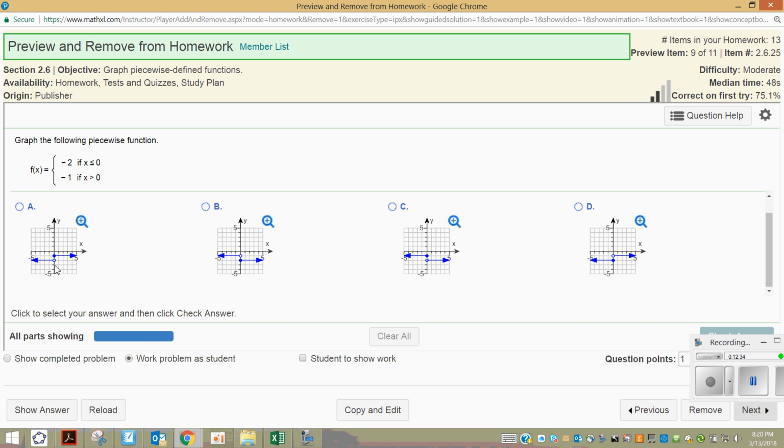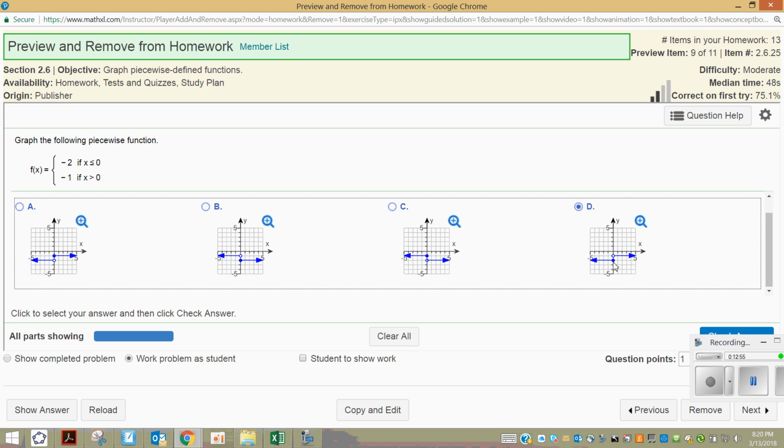So this one looks kind of good, but there's a hole. And this says for x less than or equal to 0. So this bottom piece should have a closed circle, and the top piece for negative 1 should have an open circle. So that's not the best choice. We're going to look for another one. Here we go. Nope, not that one. This one. This one has to be it.